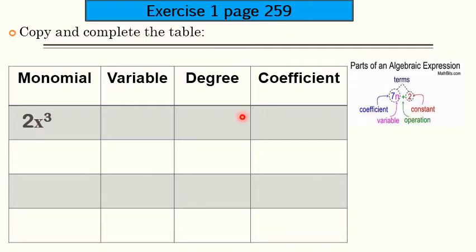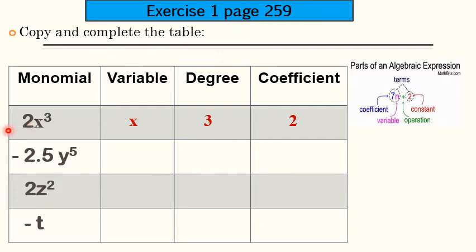Here, for example, we have 2x to the power 3 or 2x cubed, minus 2.5y to the power 5, 2z squared and minus t. Let's start. 2x cubed. What's the variable? What's the unknown here? It's x. Its degree or power. We have x to the power 3, then it's of degree 3. What's the coefficient? It's the number that's before the x, so the coefficient here is 2.